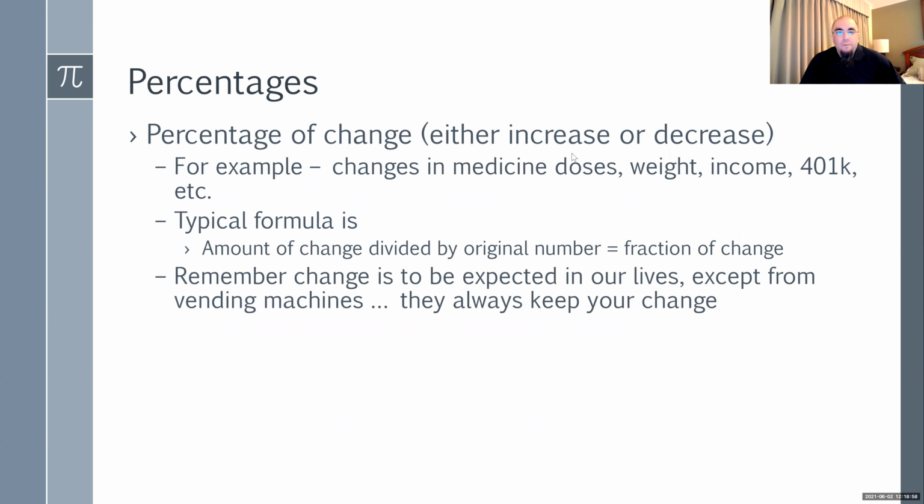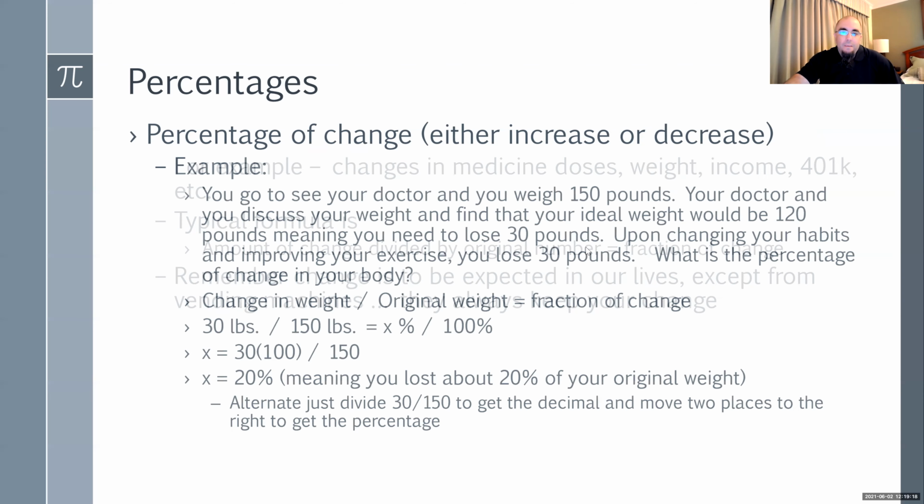Percentage of change, either increase or decrease. For example, changes in medicine dose, changes in weight, income, 401k, exactly. Typical formula is the amount of change divided by the original number equals the fraction of change. Remember, change is to be expected in our lives, except from vending machines. They always keep your change. I know, my humor is just so much dad humor, right?